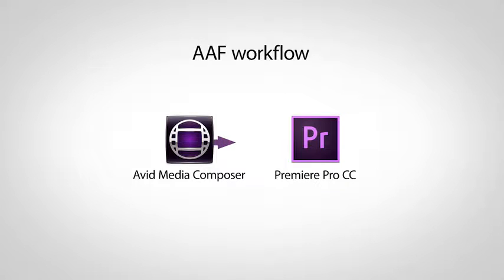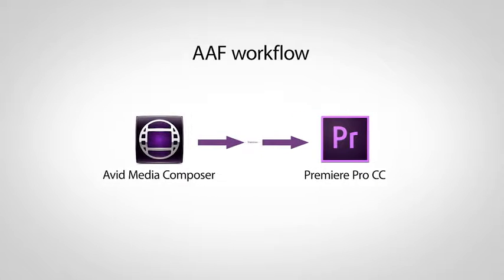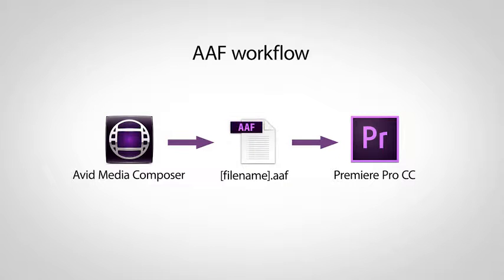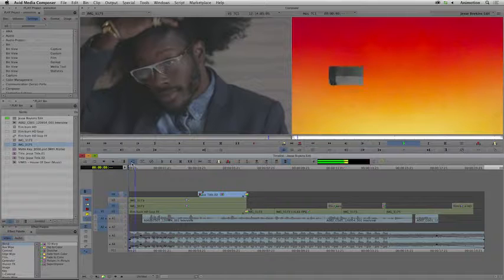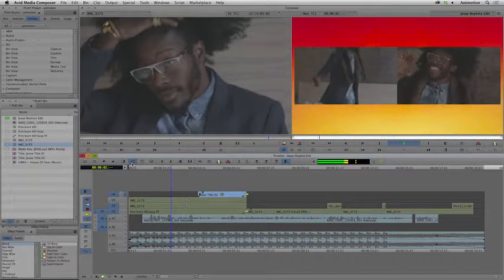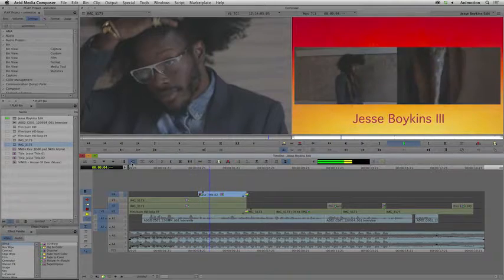To migrate an Avid Media Composer sequence to Adobe Premiere Pro CC, you need to export an AAF file of the project, as Premiere Pro supports Avid's AAF format. This is how it works. I'm here in Avid Media Composer and I have this sequence that I want to migrate to Premiere Pro CC.